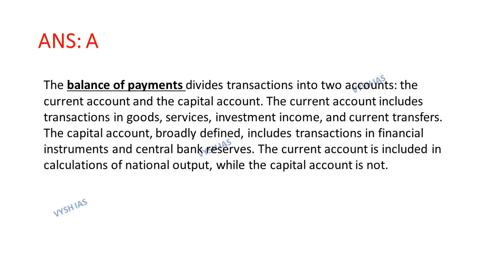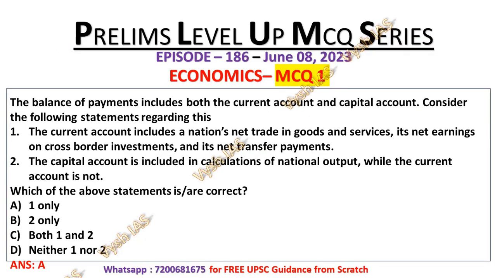The balance of payment divides transaction into two accounts, which we saw in the previous slide, that is current account and the capital account. The current account includes transactions in goods, services, investment income and current transfer. The capital account broadly defined includes transaction in financial instruments and central bank services. The current account is included in the calculation of national output while the capital account is not, which is the statement number 2. That's why statement number 2 is the incorrect one.